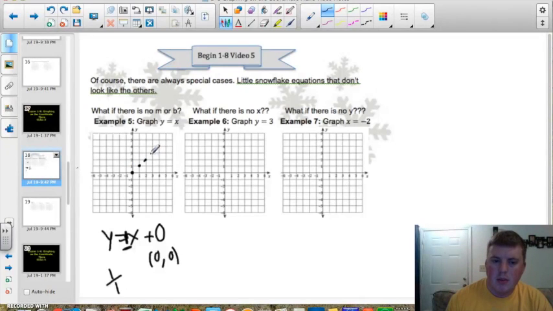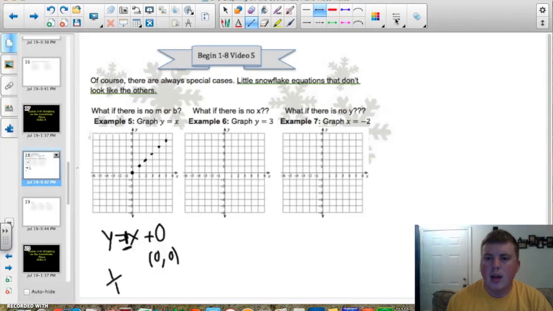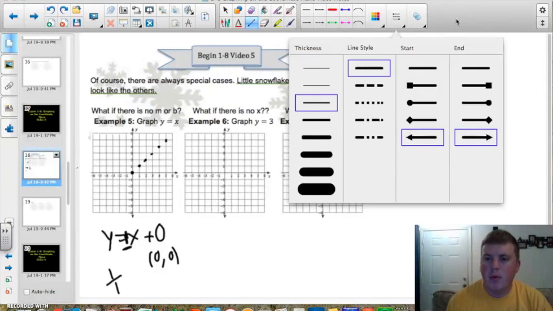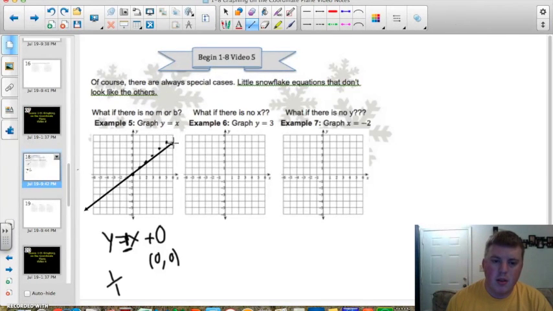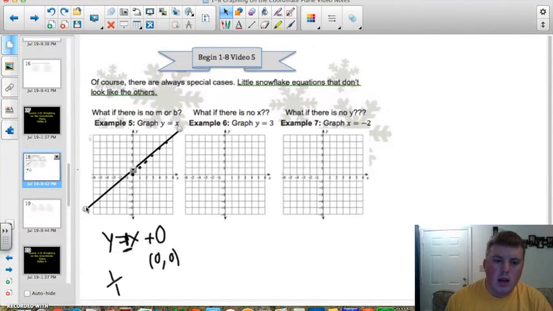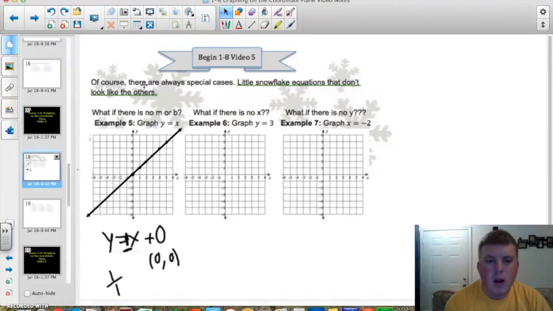And we're going to keep doing that as we go across until we have enough points to go ahead and draw our line. Remember, we want arrows at the end of both so that we know that this goes on forever. You're going to use your ruler to help you draw the straight line. And that is going to be what a problem is going to look like if there's no m or no b.